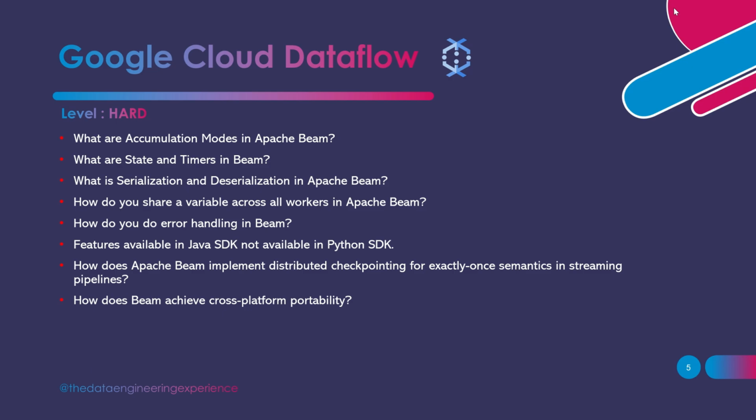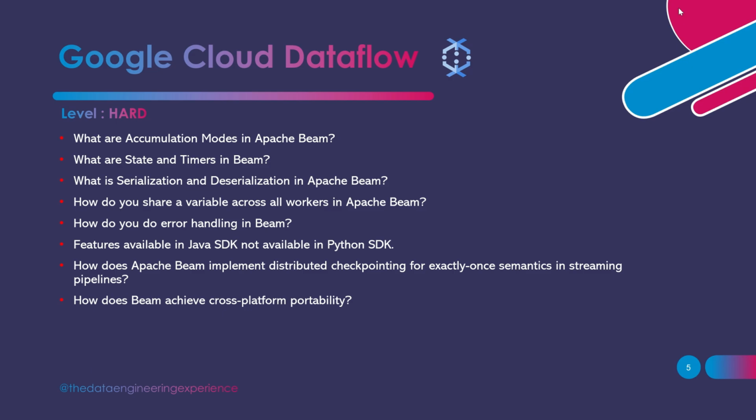Then you might get another tricky question like, how does Beam implement distributed checkpointing for exactly-once semantics in streaming pipelines? You can say that Beam relies on the runner to handle checkpointing. If you are using Google Cloud, then you will be using the Google Cloud Dataflow runner to process the data exactly once. This checkpointing saves the progress of the data processing at specific intervals. So if a failure happens, the pipeline will be resumed from its last checkpoint.